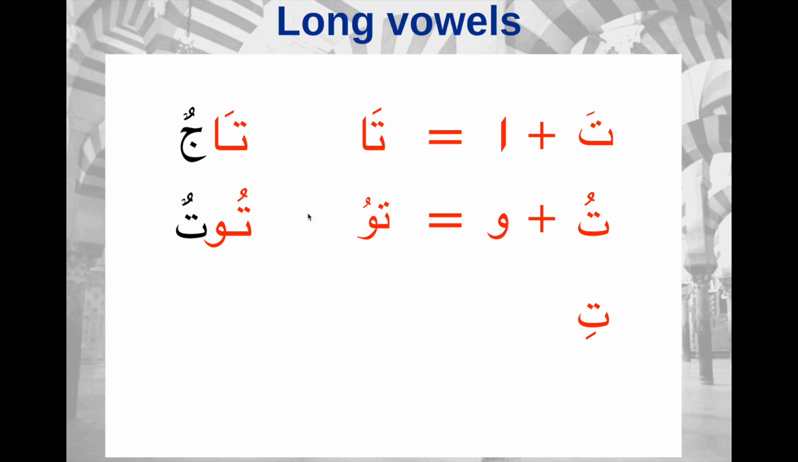The last long vowel is ya. So if we add ya to a kasra, we get the sound e, like in the letter t, t, t, t. For example, we can find this in the word beiti, beiti. Beiti means my house, my house.